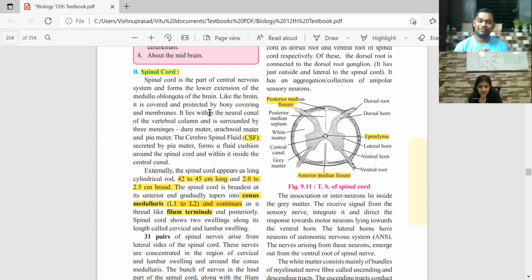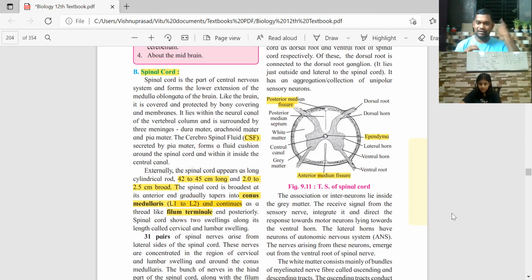The spinal cord is also covered with the same protective coverings called the meninges. The outermost one is the dura mater, the second is the arachnoid mater, and the third is the pia mater. There are three meninges, right? And there is the CSF, the cerebrospinal fluid, similar to that of the brain, which forms a fluid inside, with nutritive tissue.